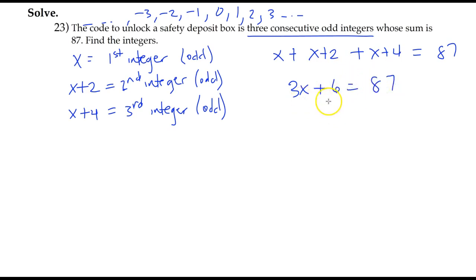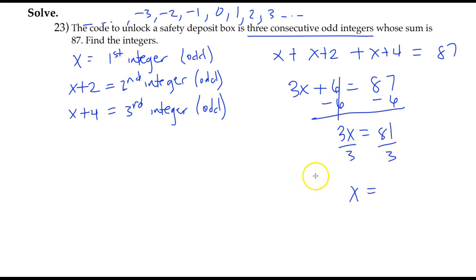To solve for x, we subtract both sides by 6. Those 6's cancel, and we have 3x is equal to 81. And now we just divide both sides by 3. If we do this, then 3 goes into 8 2 times with the 2 remainder, and 3 goes into 21 7 times with a 0 remainder. So we know that the first integer is going to be 27. That means the second one is going to be 29, and the third one is going to be 31.